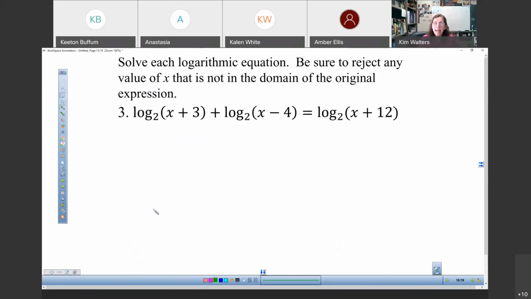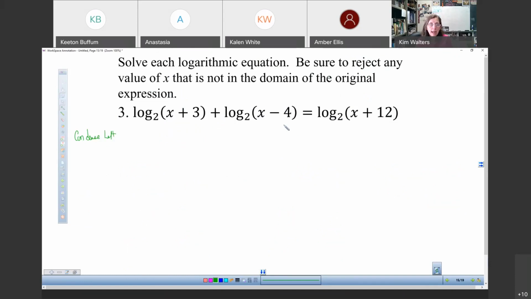So again, it's going to tell you, be sure to reject any values, at least in the homework it's going to tell you. So in this particular problem here, I've got 2 logarithms on the left-hand side, 1 logarithm on the right-hand side. So I only have to condense one side. Right-hand side is beautiful, 1 logarithm. I do have to condense the left-hand side. So step number 1 is I have to condense, in this case, the left side, all right?